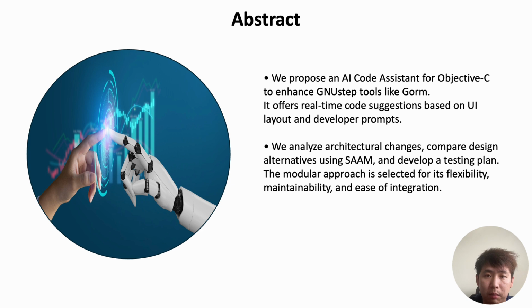In this project, we propose an AI code assistant for Objective-C enhanced GNUstep tools like GORM. It provides real-time code suggestions based on UI layout and developer input. We analyzed architectural changes, identified impacted files, and modeled two use cases. Using SAAM, we compared two design alternatives and selected a modular approach for better maintainability. Finally, we created a full testing plan and evaluated potential risks to ensure reliable integration.